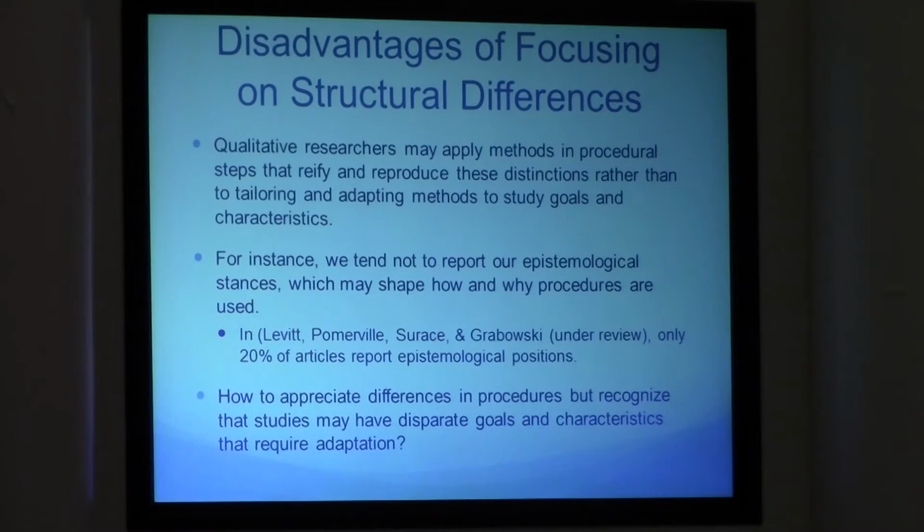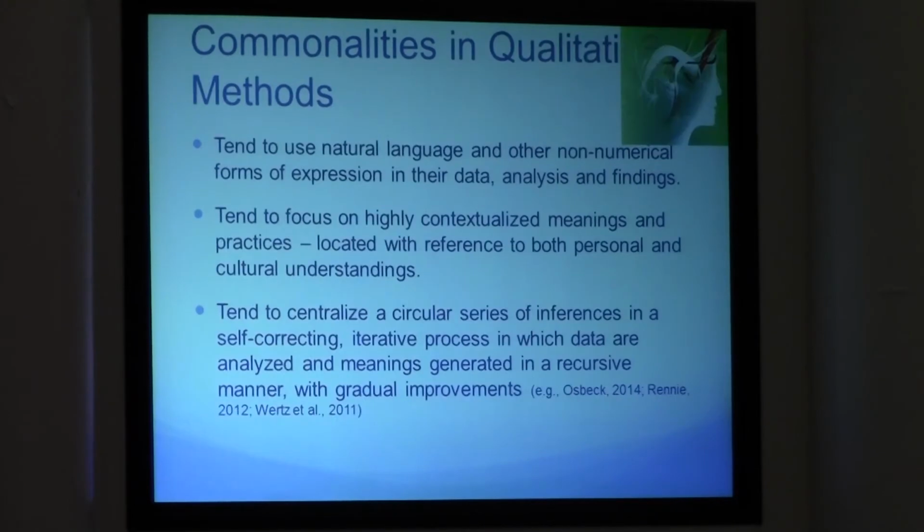So there's a question of how you can appreciate that there are differences in procedures within different methods. Not all qualitative methods follow the same sets of procedures. But how do you recognize that these procedures may require adaptation, given your question, given your epistemology, given the characteristics of the phenomenon that you're studying?